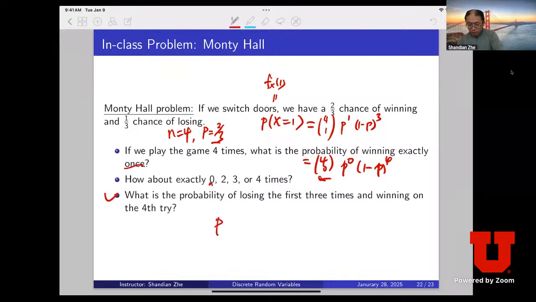So it's a p to the power of, so probably I should follow what you said exactly. So it's 1 minus p to the power of 3, right? And p to the power 1, right? Do we need to put a factor like 4 over 1? Why?